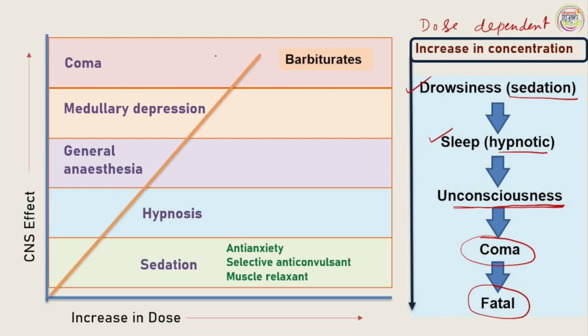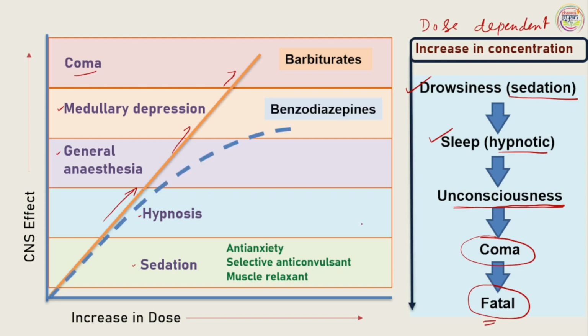First we will look at the barbiturate. If we look at the graph, if we increase the concentration of a barbiturate type drug, first it will produce sedation, next hypnosis, next general anesthesia, medullary depression, and then coma. So it can cause a fatal effect if we increase the dose, or in case of overdose it can be fatal also.